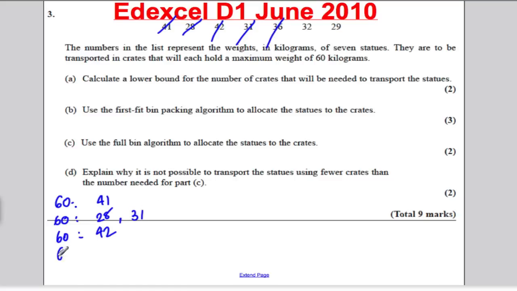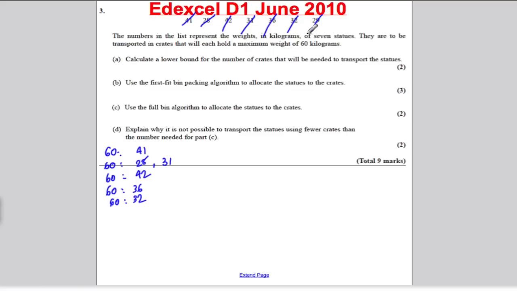The 36, unfortunately, would have to go in its own one. The 32 couldn't fit there, and couldn't even fit there, unfortunately, so the 32 would have to go here. And lastly, the 29, well, the 29 couldn't go here, here or here, unfortunately. So we've got 1, 2, 3, 4, 5, 6. So we've got 6 crates with a fair bit of wastage, okay?